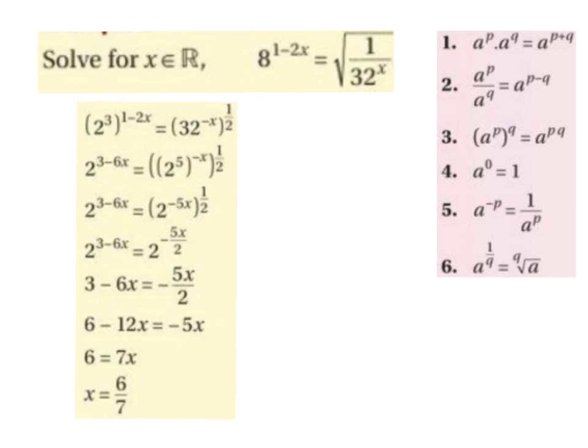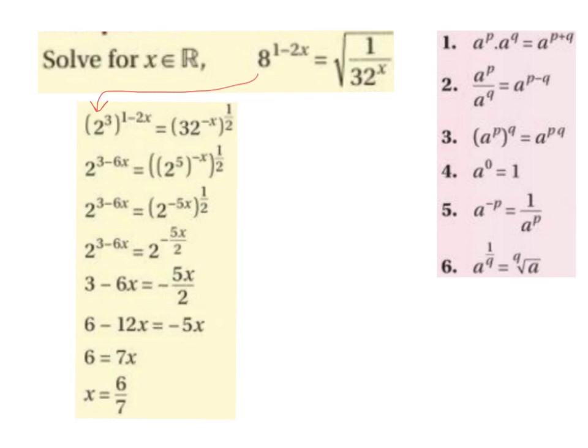So let's start off with the 8, and we're going to change that to 2 to the power of 3 with brackets around it. It's very, very important that we put the brackets around it. So 8 can be changed to 2 to the power of 3. So 8 with a base of 2 is going to be 2 to the power of 3. We put brackets around it, and that is still to the power of 1 minus 2x. So I've just brought the 1 minus 2x down here and put it at the top of the bracket.